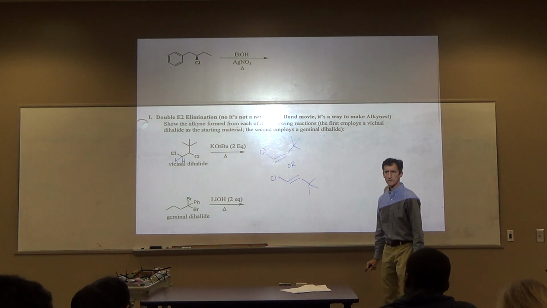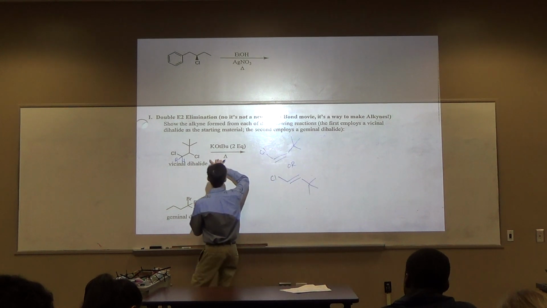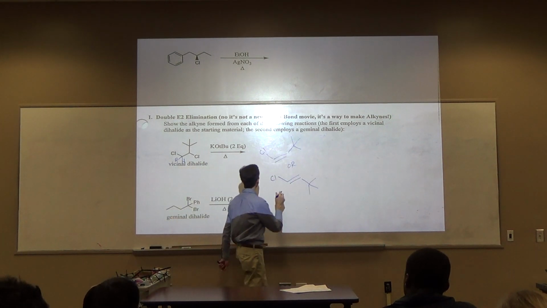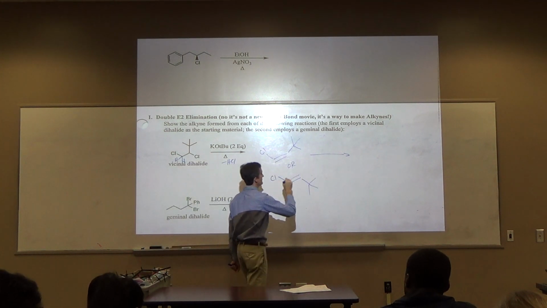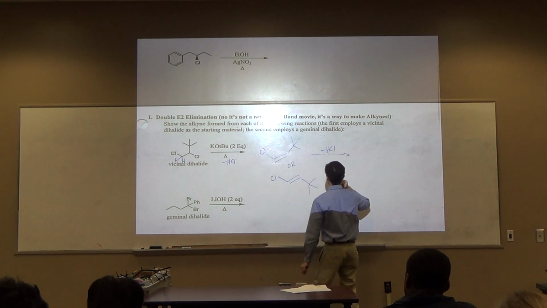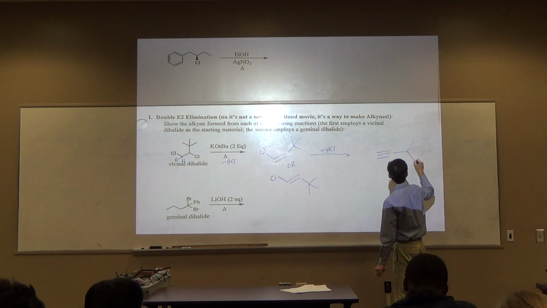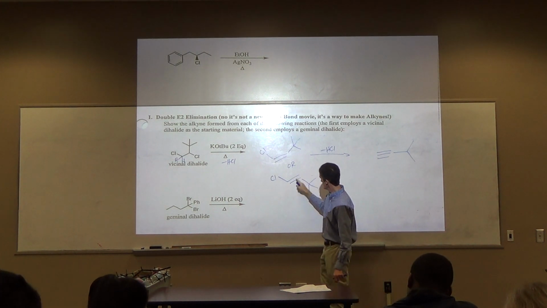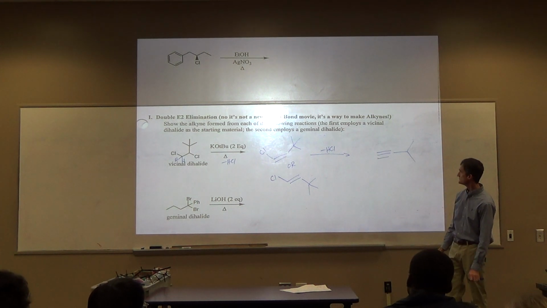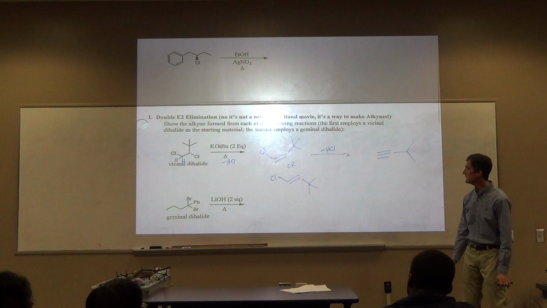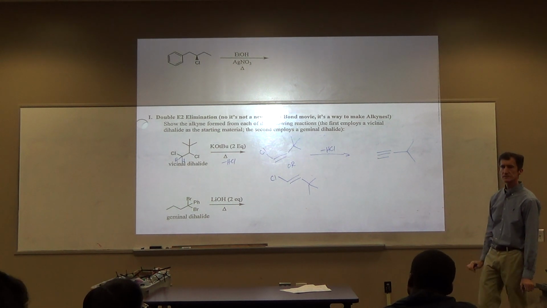Maybe cis or trans. Well, we can think about that. From here, though, that's just one elimination. From here, though, we can eliminate again, minus HCl. We can eliminate again, minus HCl, and what does that give? We now remove HCl, and we put another pi bond in. When you put another pi bond in, what do you have? Alkyne, okay? And so it's a double E2 elimination. A double elimination of HCl.